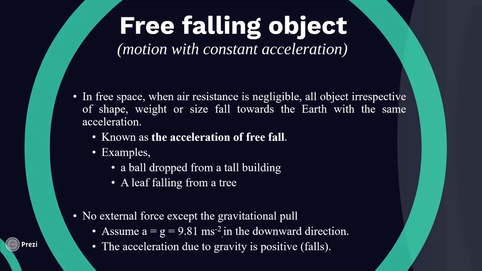For example: 1. A ball dropped from a tall building. 2. A leaf falling from a tree. No external force except the gravitational pull. Assume a equals g equals 9.81 meters per second squared, in the downward direction. The acceleration due to gravity is positive, false.